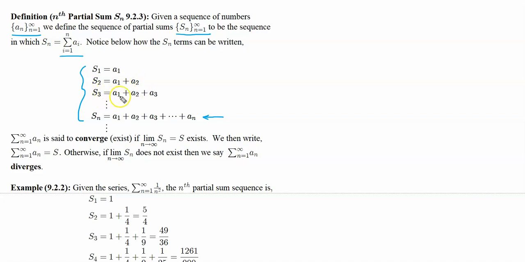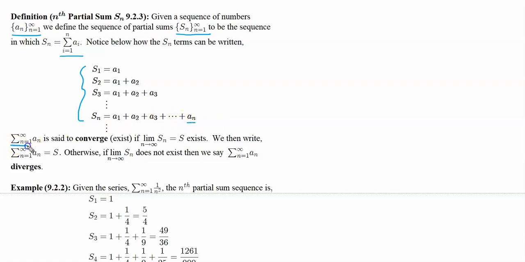S3 is going to be a1 plus a2 plus a3, and so on. In general, S sub n is going to be a1 plus a2 plus a3 all the way out to an. We then define convergence and divergence for series like this.